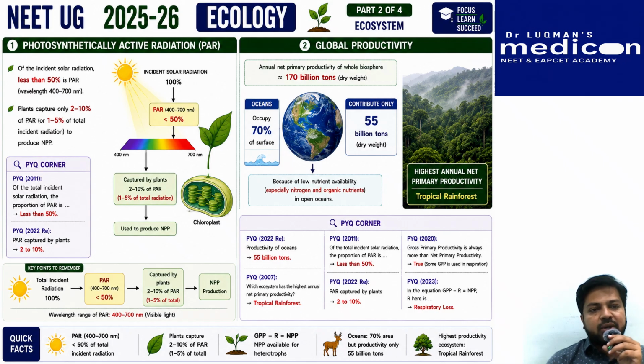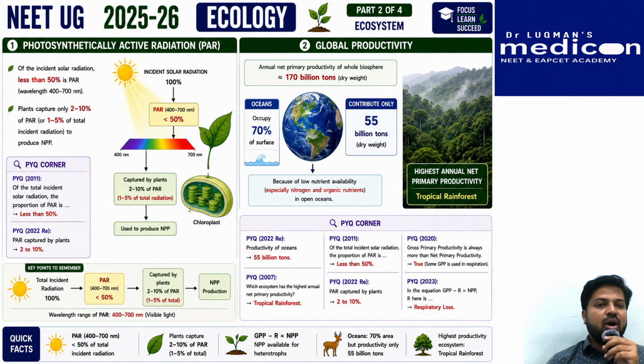Plants capture only 2 to 10% of the PAR, or 1 to 5% of the total incident radiation. You should remember these numbers because they are easy to forget, so you have to remember them by revising multiple times. So plants capture only 2 to 10% of the PAR to produce the NPP. Incident solar radiation is 100%. PAR is less than 50%, out of which only 2 to 10% of the PAR is captured by the plants and used to produce the NPP.